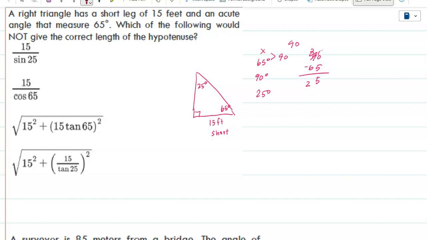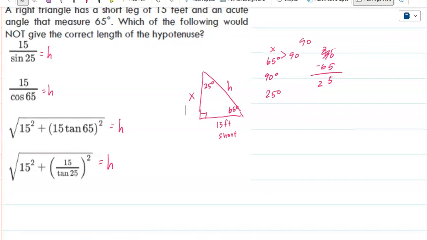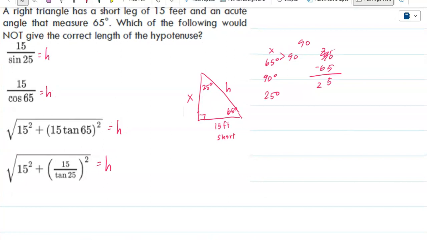Which of the following would not give the correct length of the hypotenuse? So you're trying to find h, so these are all going to equal h. It looks like you also have to find what the other leg is, x. And so the question is, which of the following is not the correct length of the hypotenuse? The answer was that all of these actually are the length of the hypotenuse. So let's go ahead and figure out what they get.